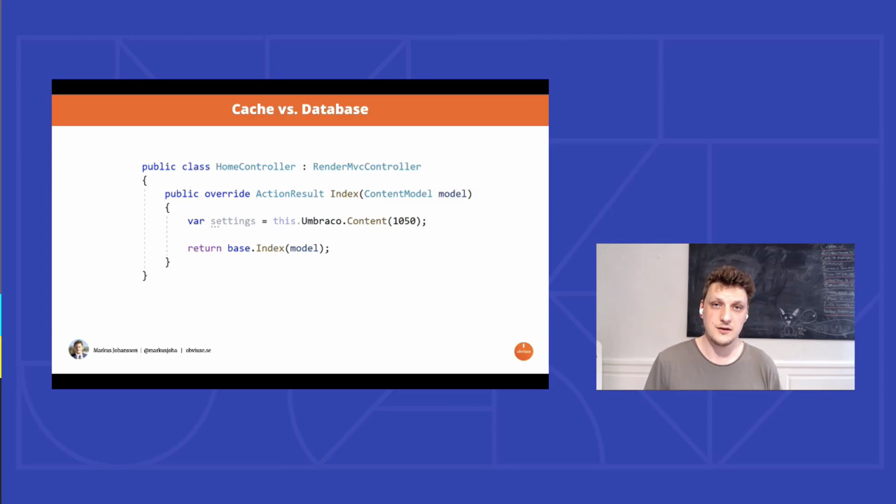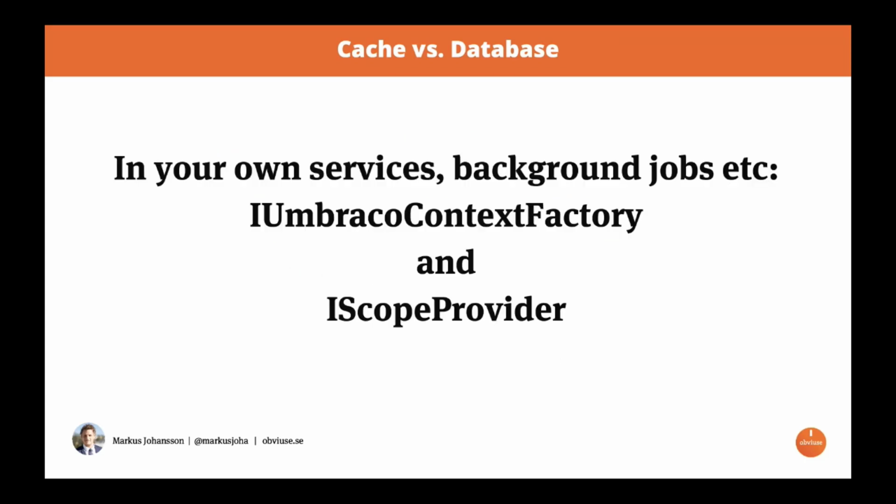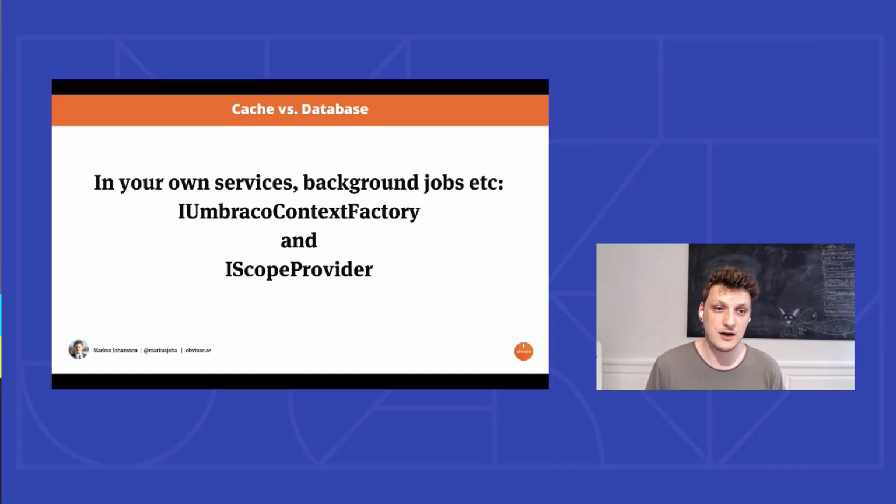So how do you make sure that you're using the cache? Well, it's really simple. If you're using a RenderMvcController or a SurfaceController or in the views, there's a property called Umbraco that's exposed. This is the Umbraco helper. So it's really easy for you to make sure that you're using it. You should avoid using the services in these scenarios. If you're building your own service, a background job or something like that, that depends on Umbraco content, you should use the UmbracoContextFactory and the IScopeProvider.